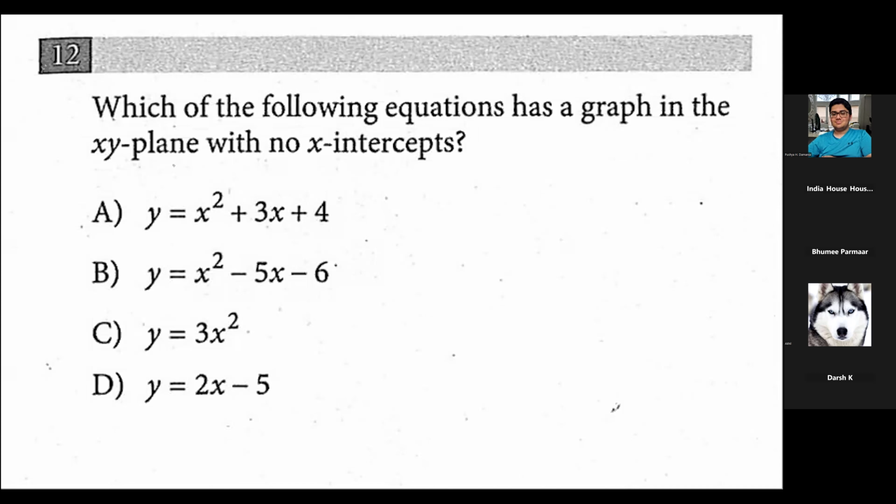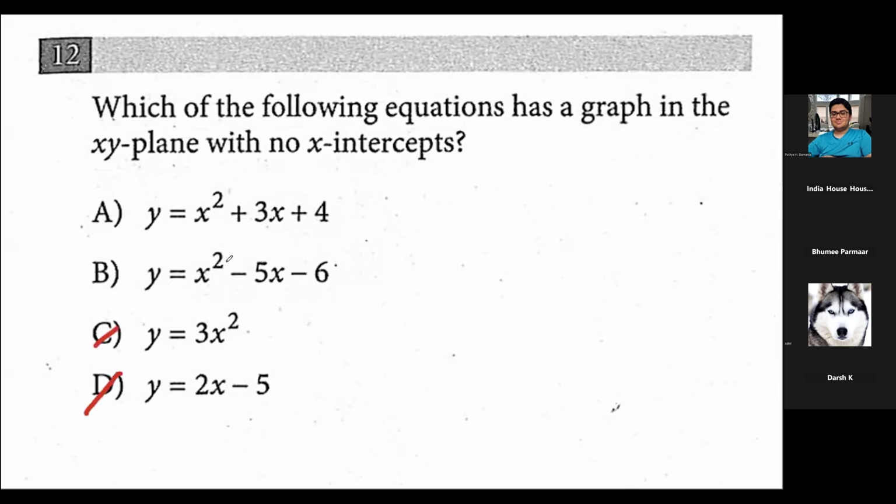Okay, so for this question, which of the following equations has a graph in the xy plane with no x-intercepts? One way you could do this is a calculator, because now you can use a calculator on the entire SAT, but there's actually an even easier way, which is using cardinality. The first thing is that when x equals 0, this can't be the correct answer, when 2x is equal to positive 5, so it can't be answer choice D.